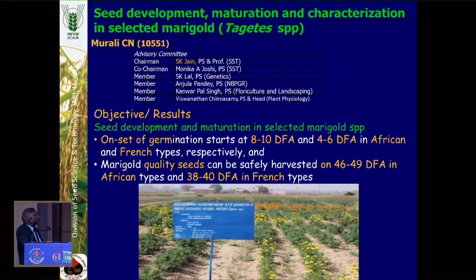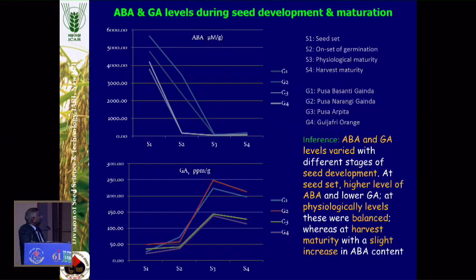Under the theme seed quality assessment, the modeling he worked on the seed development and maturation characteristics amongst the marigold species. He could see that the onset of germination was established during 8 to 10 days and 4 to 6 days amongst the African as well as the French types respectively. The marigold quality seeds can safely be obtained during 46 to 49 days amongst the African types, whereas 38 to 40 days amongst the French type genotypes.